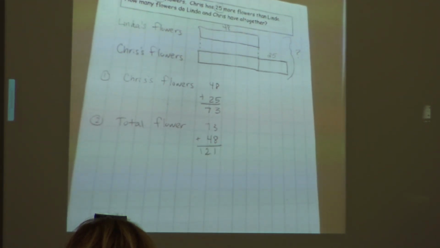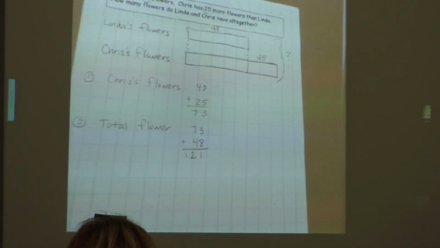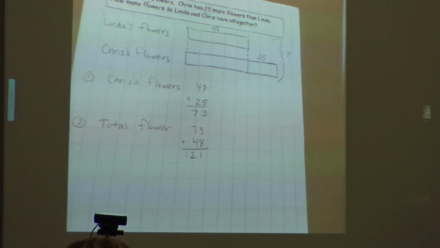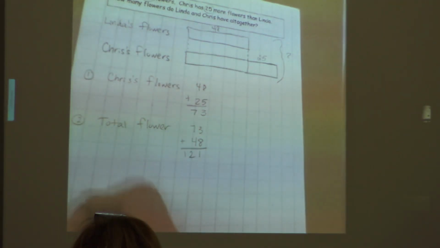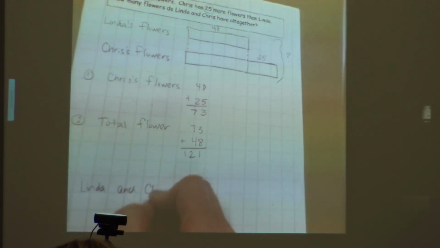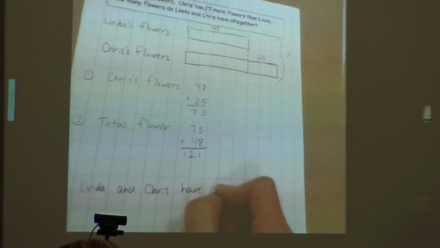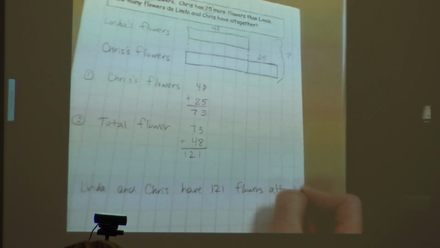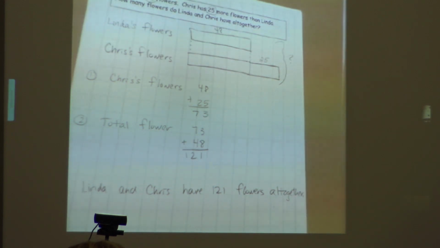All right, so I've done the computation part, and then we always ask students, part number 7, to write the answer in a complete sentence to show that in their mind they actually answered the question. Because sometimes we forget about the question when we're doing all these other labeling parts and putting the question mark. So I'm going to write this in a complete sentence. Linda and Chris have 121 flowers altogether. And there's the whole bar model.